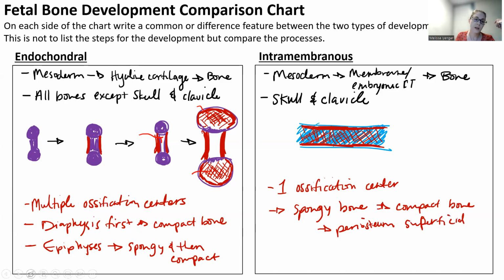Okay, you will have a periosteum over here as well. It's on the outer edge of where that compact bone is. I just didn't draw it or explain it very well. So you see that there's no cartilage remaining here.